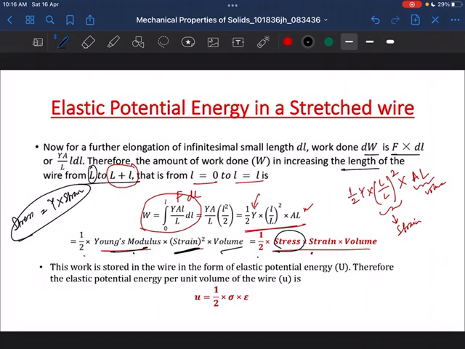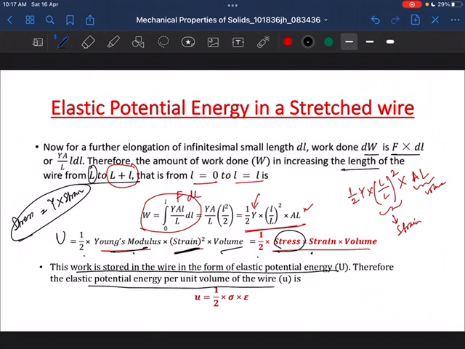Now sometimes the question asks कि express the elastic potential energy as a product of stress and strain. तो उसके लिए हम लोग क्या करेंगे, the work is stored in the wire in the form of elastic potential energy. तो ये एक्चुअली हम लोग को जो मिला ये कैपिटल U का वैल्यू मिला. Therefore the elastic potential energy per unit volume of wire.